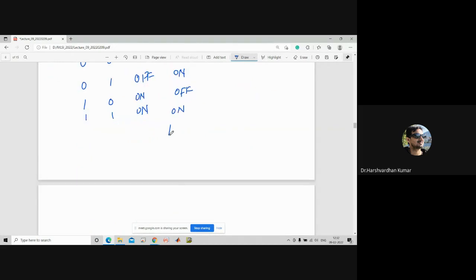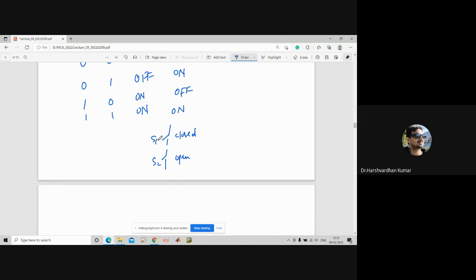Let us say the switch is connected in this way and in this way. Let us say this is S1 and S2. This is open, this is closed. Let us say this is closed and this is open, right? And we are interested in finding the output. So what will be the overall output here?